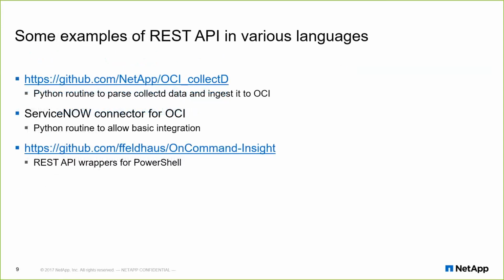Examples. This goes to your question. This is one example. NetApp actually wrote a set of routines that connect to the collectd daemon. If you're familiar with that, it's a cross-platform tool for getting metrics out of operating systems. So it will go to Windows or Unix and pull back swapping and network utilization and things of that nature. And the Python routines parse that data and you can use it to punch that information into OCI. So that's an example, and you can go to GitHub and get that.